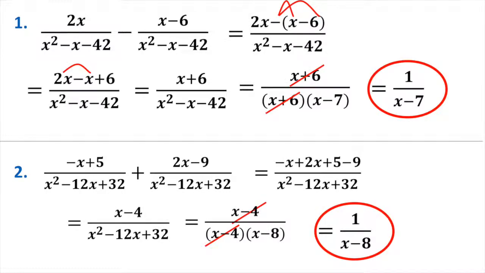Check your answer here. Now, number one, the important part is that you should have ended up with a +6. If you ended up with an x minus 6, you forgot to distribute that negative sign to the 6. So that's your error there. Both of these ended up with a 1 on top. They only ended up with x minus 8 on the bottom in this case and x minus 7 on number 1. So we still write the 1 on top, okay?